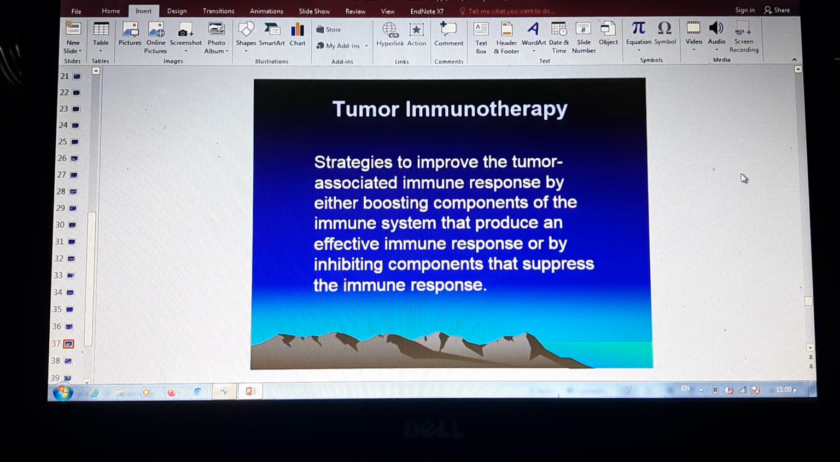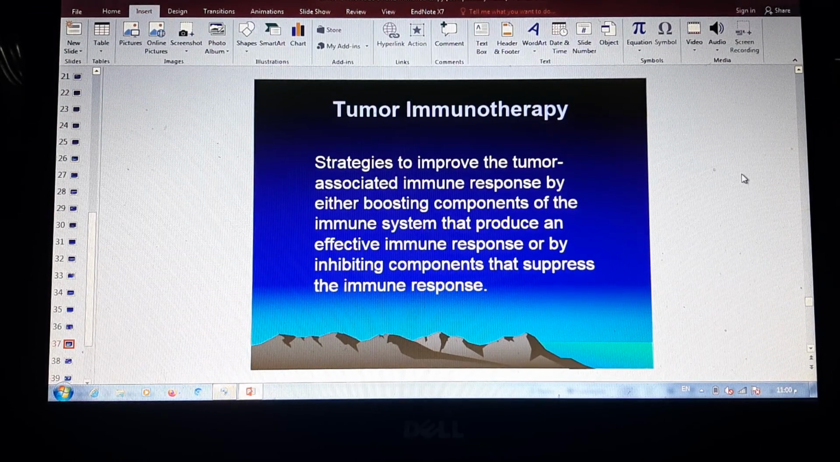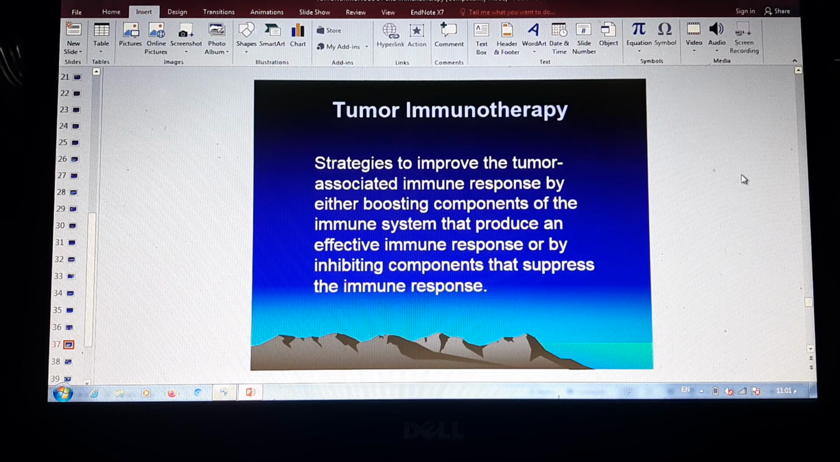Now, from all these, what is tumor immunotherapy? Scientists thought about how we can manipulate these natural mechanisms in our body in order to win the battle against the tumors. Strategies to improve the tumor-associated immune response.